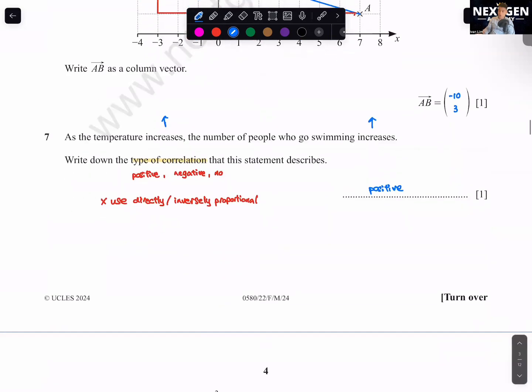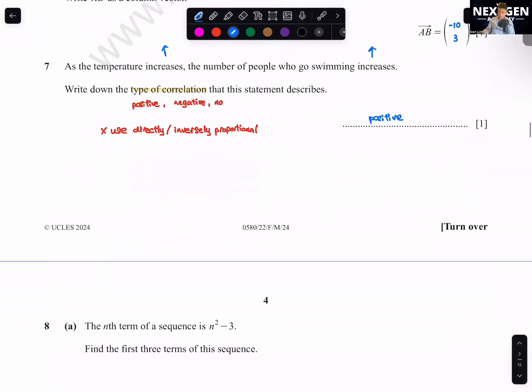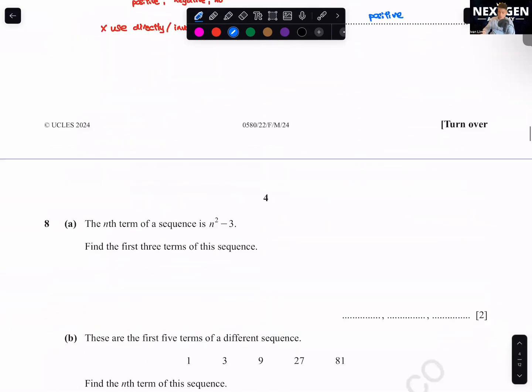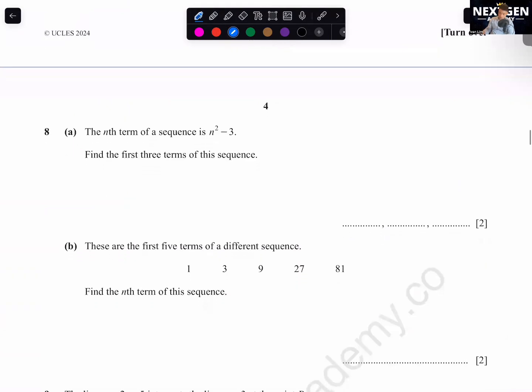Okay, let's go to question 8. The nth term of a sequence is n squared minus 3. Find the first 3 terms of this sequence. All you need to do is substitute your n inside. n is 1, 2, and 3. So first term, 1 squared minus 3, 2 squared minus 3, 3 squared minus 3. You get negative 2, 1, and 6.